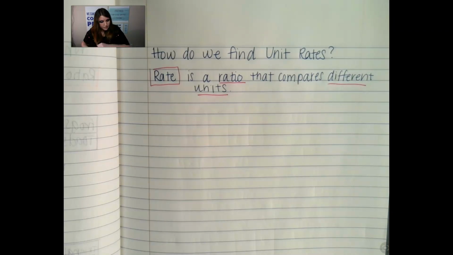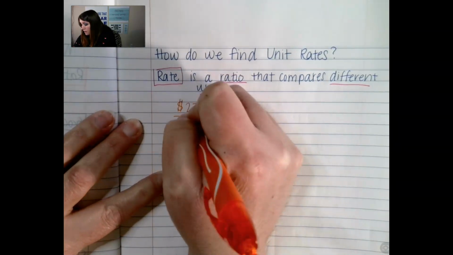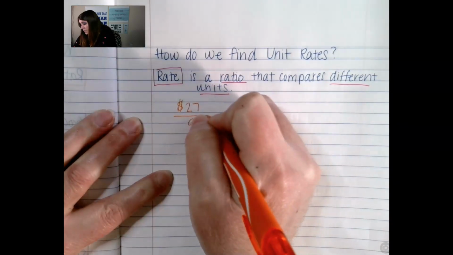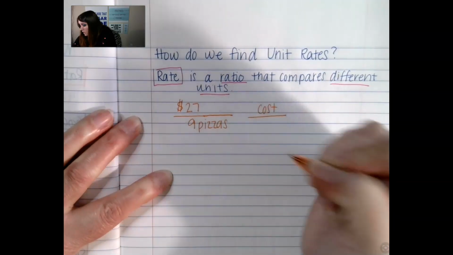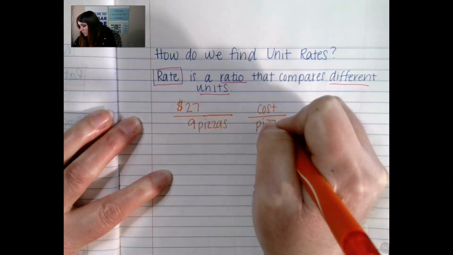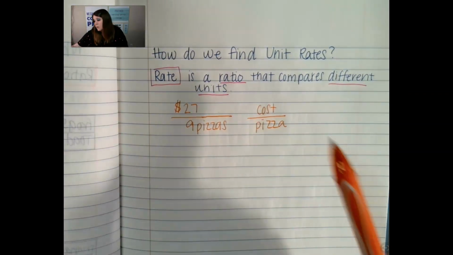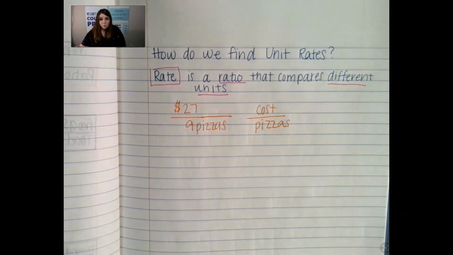Let's look at what I mean by rates. Let's say that we have a rate of $27 for 9 pizzas. Here we have the cost on the top, and we have the number of pizzas on the bottom. That is what we're comparing. We're comparing the cost of the pizzas, cost to pizzas.